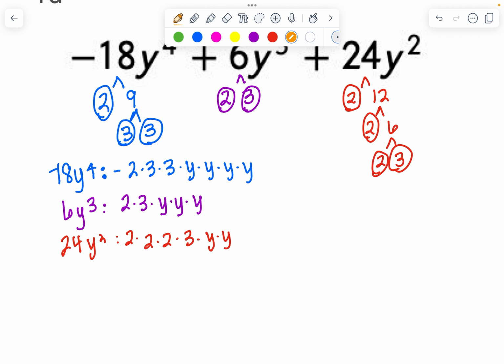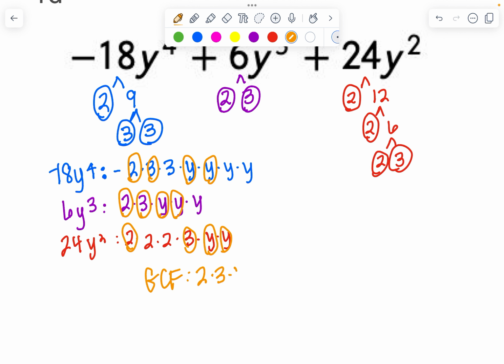So looking for anything common, it looks like all of these have a 2, and all of these have a 3, and they all have a y times y. So our greatest common factor then is 2 times 3 times y times y times y, which is 6y to the 3rd power.